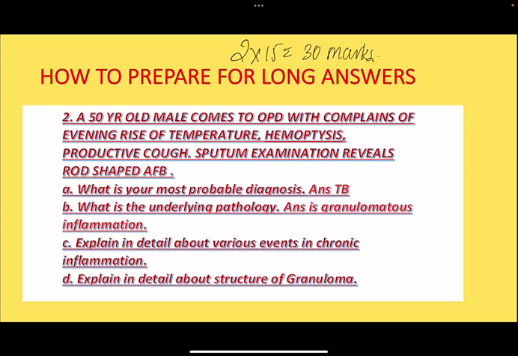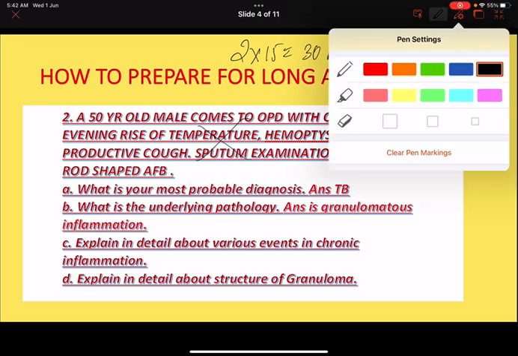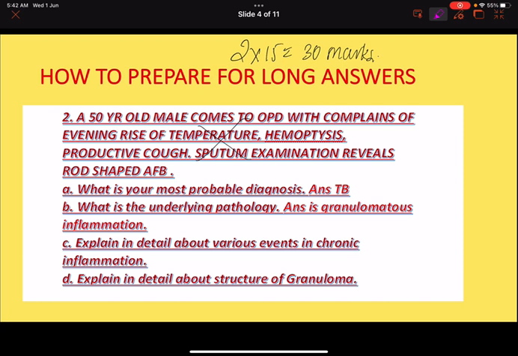See, what is your most probable diagnosis? A student who doesn't know the clinical features of tuberculosis cannot answer this question. Am I right? They can't answer this question. What is the most probable diagnosis? Answer is tuberculosis. What is the underlying pathology?